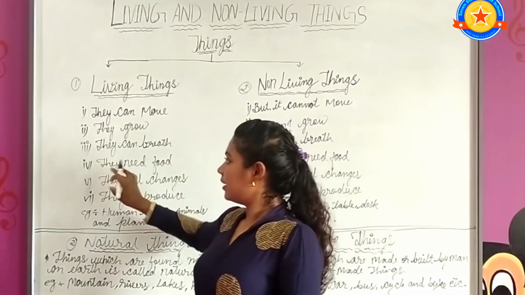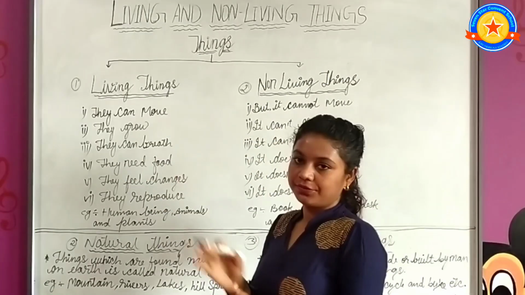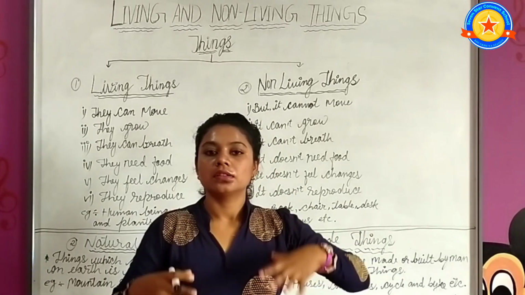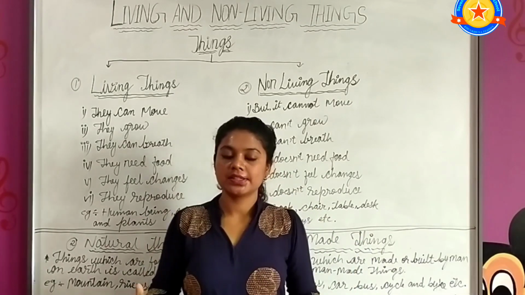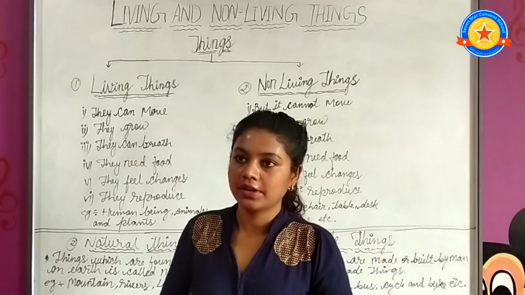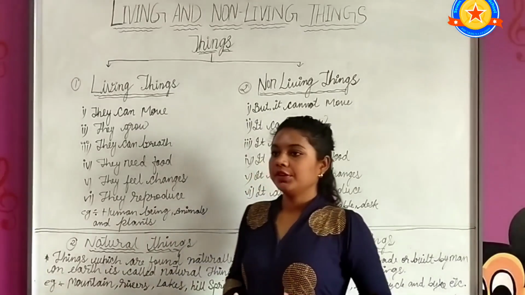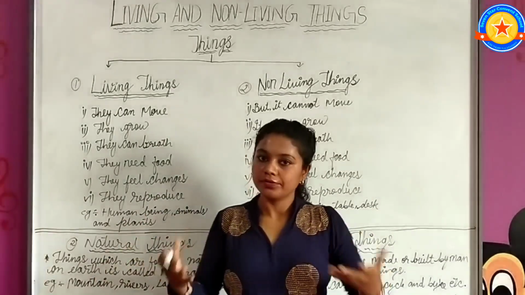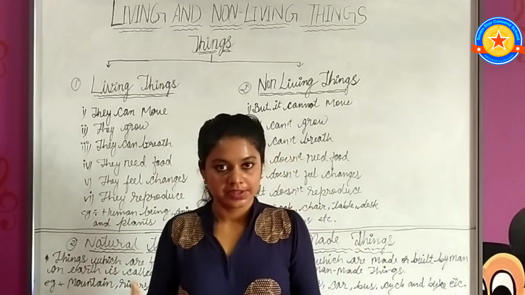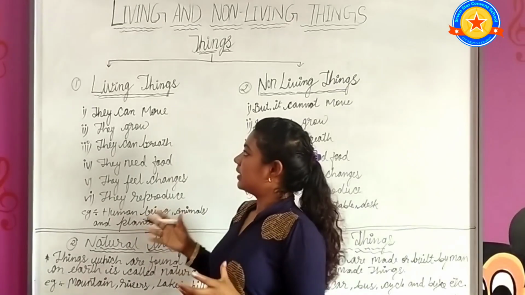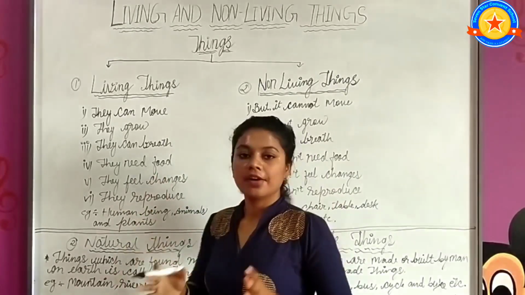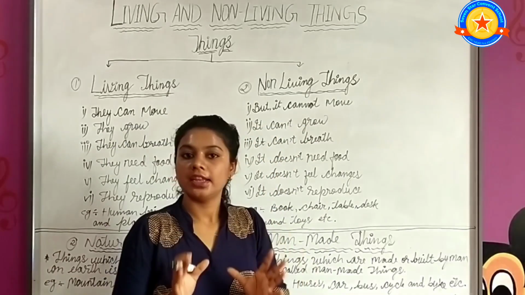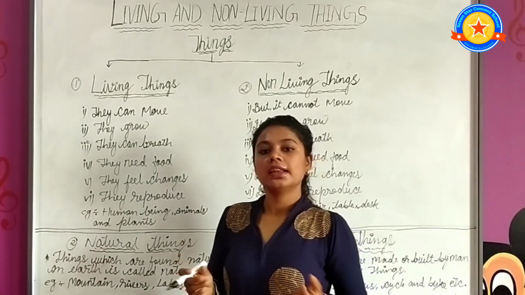And next, the fourth point: living things need food. Yes, of course, these are the plants and animals. Some animals eat grasses and some eat the flesh of other animals. And the plants make their own food with the help of air, water and sunlight. This way the living things need food. And non-living things don't need food.